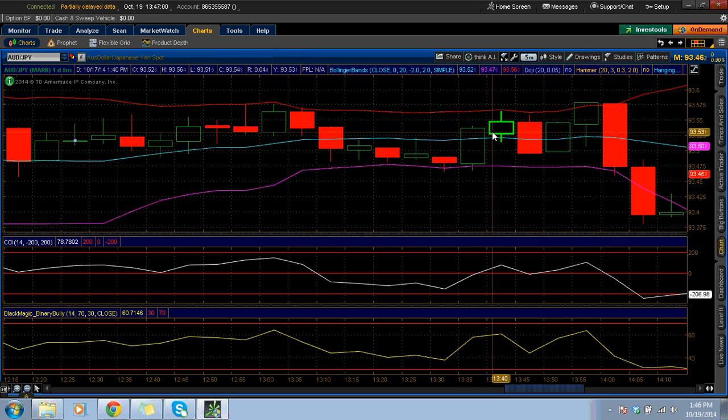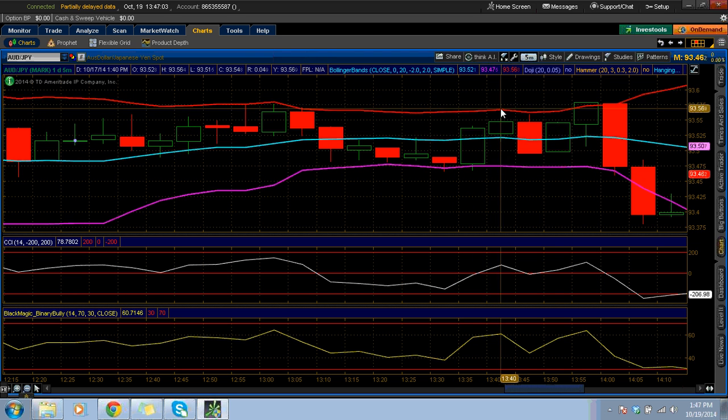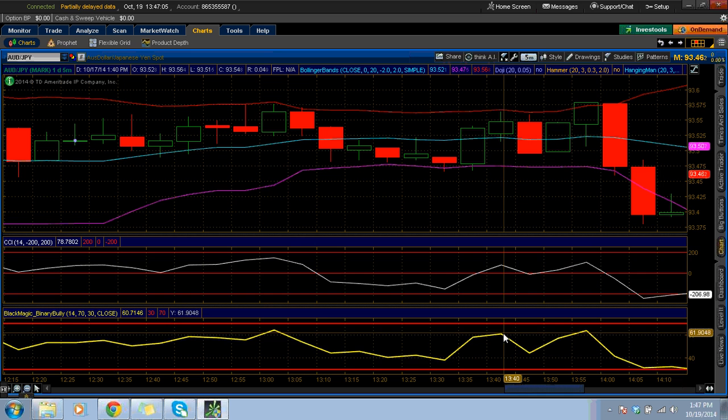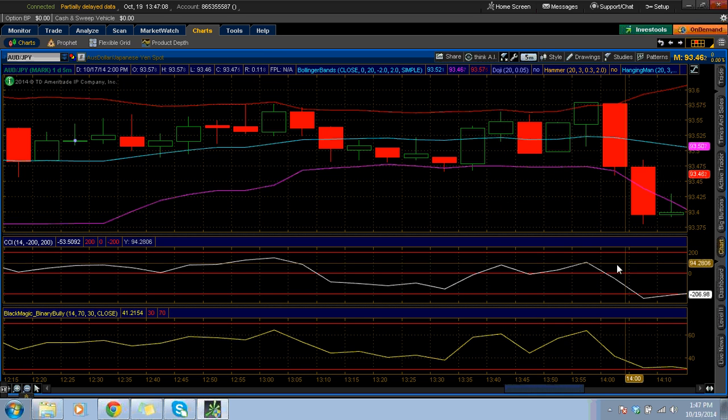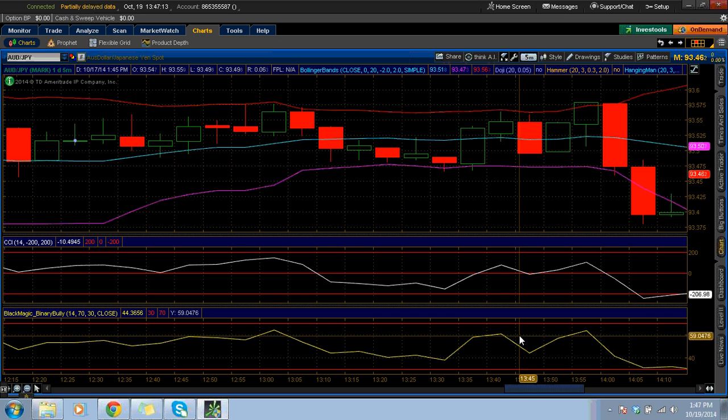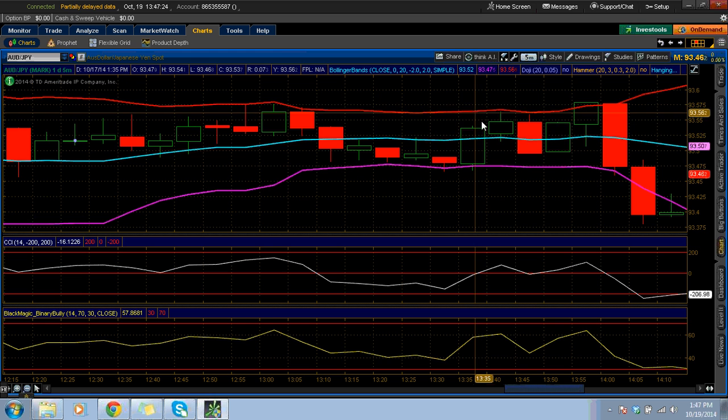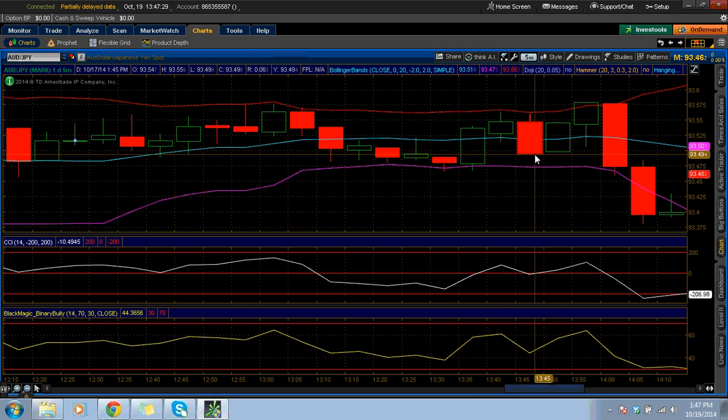This one, you've got a little bit more of a wick, an upper wick. The CCI is not anywhere near 200. It's at 83. And again, the Black Magic RSI indicator is only at 60, 61, right there. So I more than likely would not have taken that trade. But again, it is a clear winner. So it depends, I guess, how bullish of a trader you are.